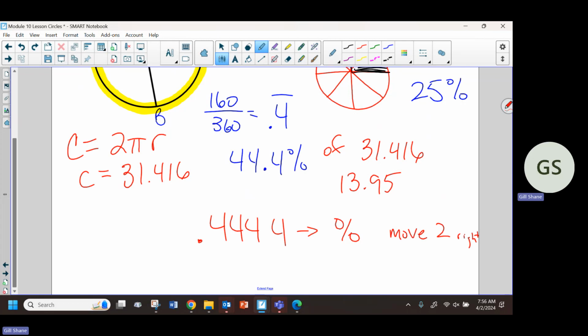So if I want to go to a percentage from a decimal, I move it 2 to the right. So 44.444. If I want to go from a percentage to a decimal, it's the opposite. I move it 2 to the left. Technically, what you're doing is you're multiplying or dividing by 100. Make sure you understand that throughout this lesson, because that could be on other parts of the quiz or the EOC also. Any other questions?